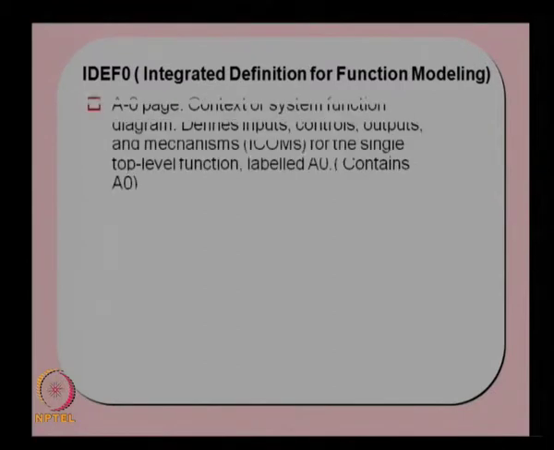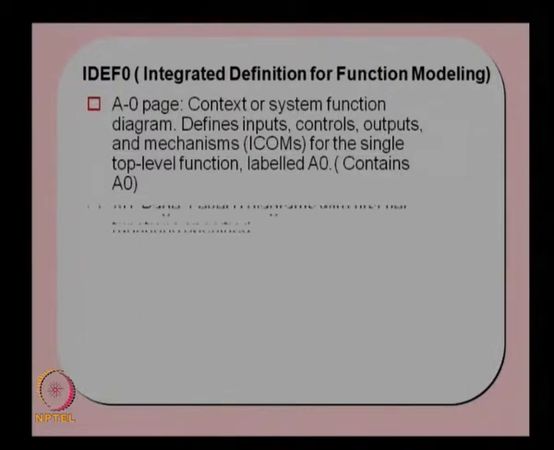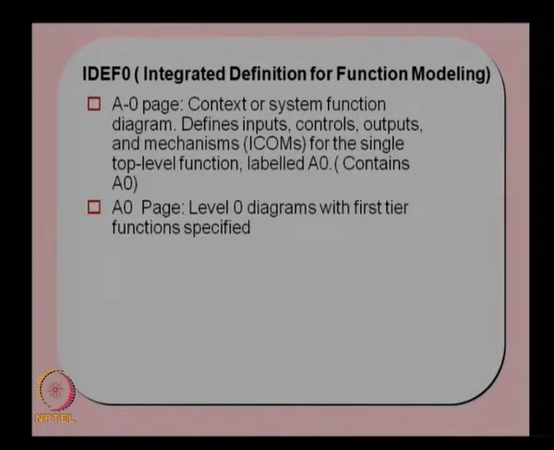We can show it as the A-0 page, that is the context or system function diagram. It defines the inputs, controls, outputs and mechanisms, known as ICOMs. In this diagram we represent all the inputs, controls, outputs and mechanisms for the single top level function, and this top level function is labeled as A0. So A0 is a function in the context diagram A-0. Then we have the A0 page, which is the A0 function decomposed into its level 1 functions.